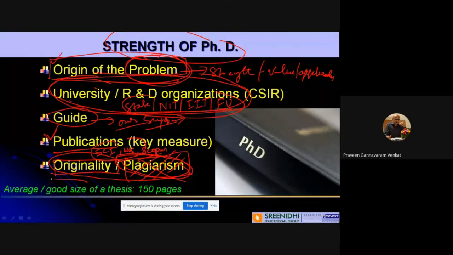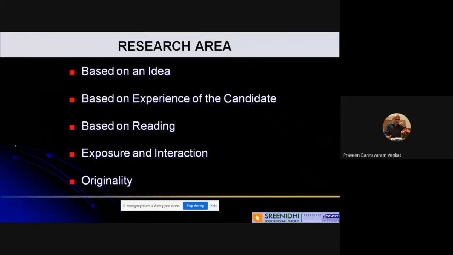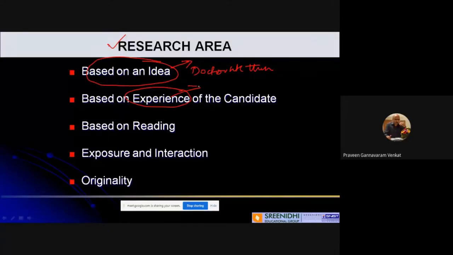The average and good size of the thesis is around 150 pages. A 150-page document based on your idea should be developed within the stipulated time, which leads to the PhD program. Regarding the research area, it can be based on some idea. An idea can be developed into a doctoral thesis, or based on the candidate's experience, it can also lead to the PhD. And our reading will help to enhance our knowledge. It gives exposure to the knowledge of that particular domain.